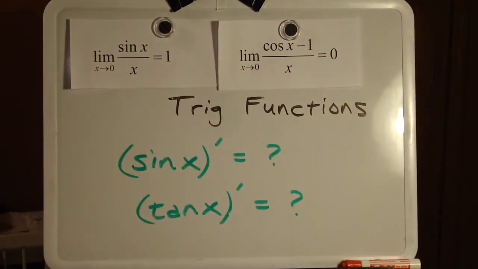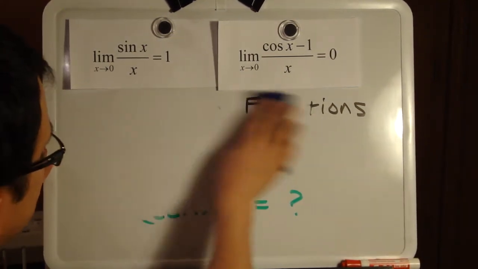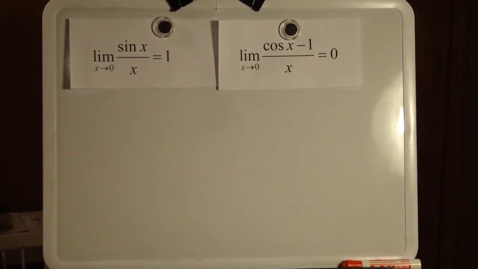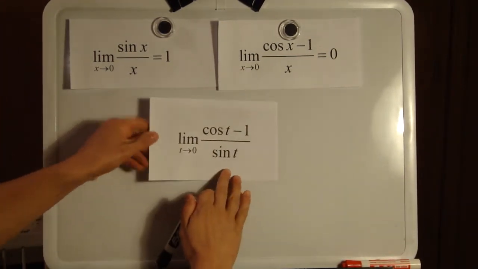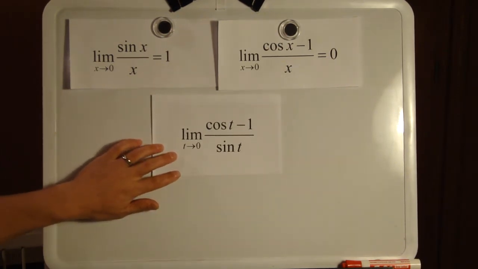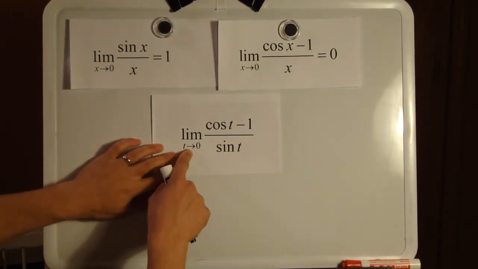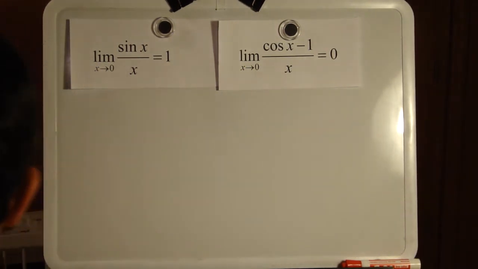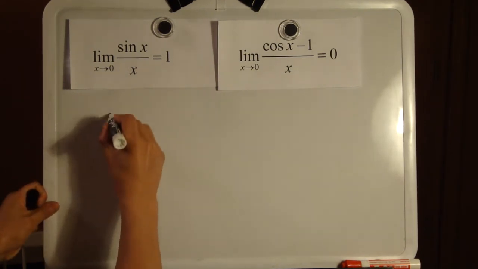So I want to go through just a basic example here. So I'll hold up this problem here. We're going to go through and see if we can calculate what is the limit as t approaches 0 of cosine of t minus 1 over the sine of t. So I'm going to reproduce that right here.